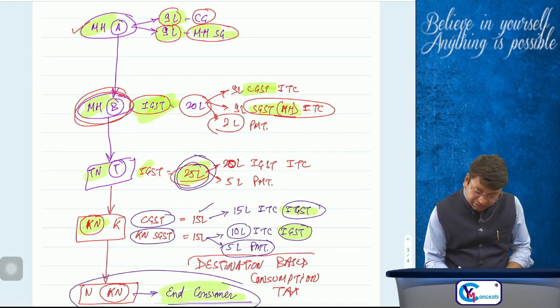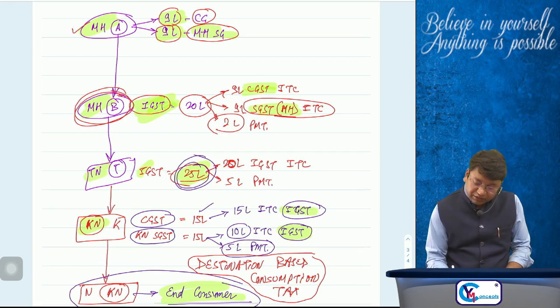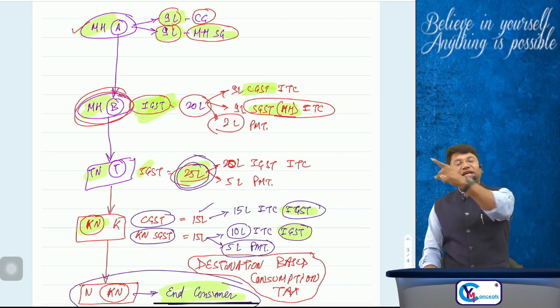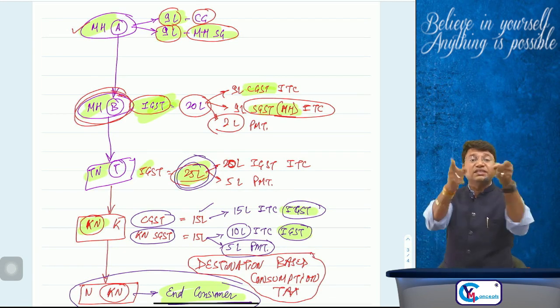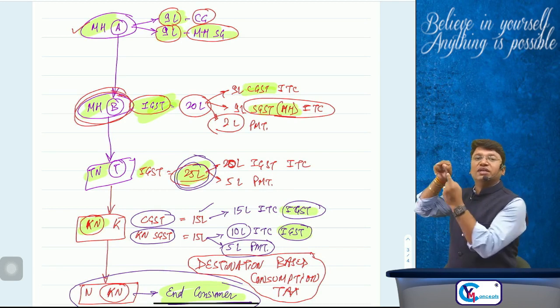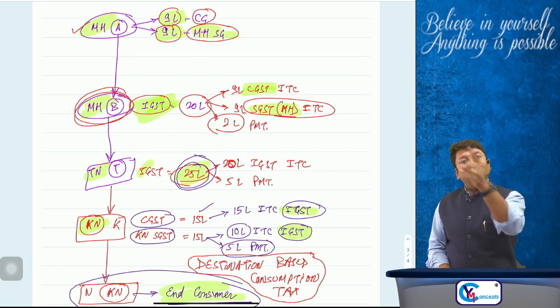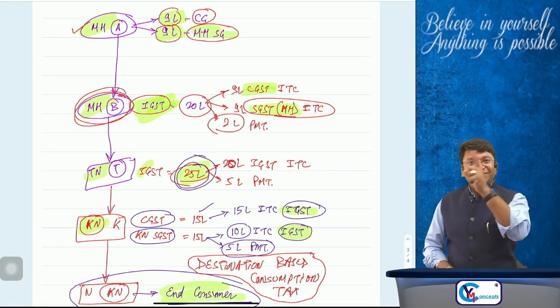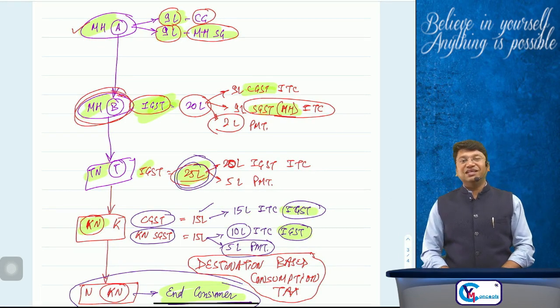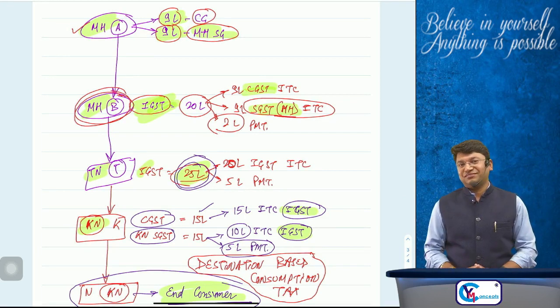You tell me, ultimately which state government got the revenue? Karnataka state government got the revenue. That's why, sir, what is the destiny of the goods? The destiny of the goods was Karnataka. Sir, where were the goods ultimately consumed? Karnataka. Who got the revenue? Karnataka. So this tax, GST, is called destination based consumption tax.